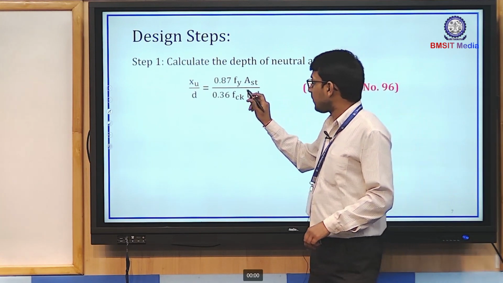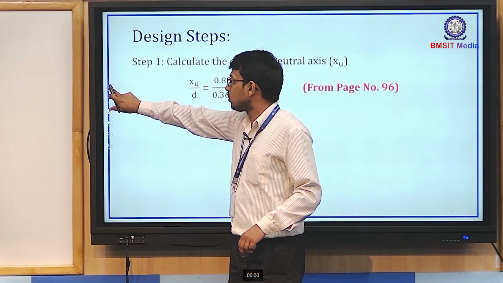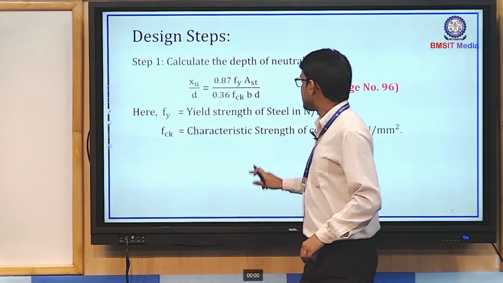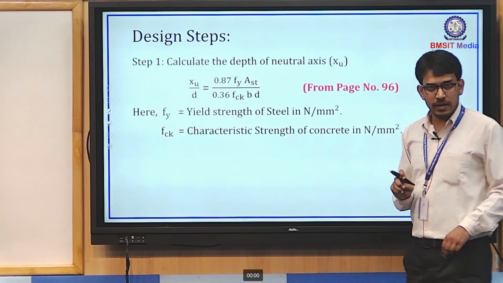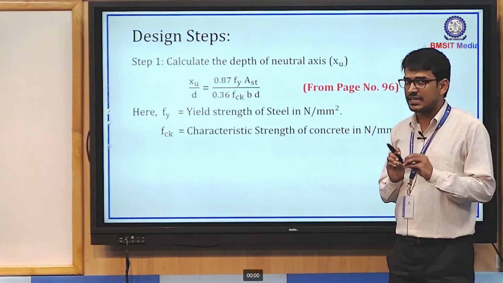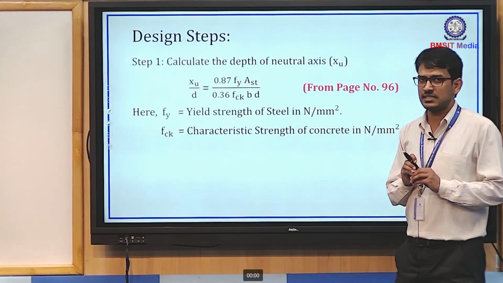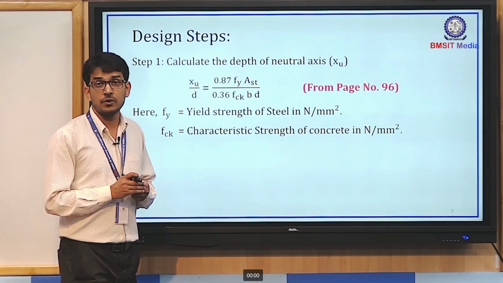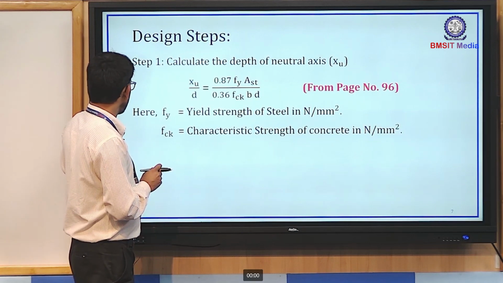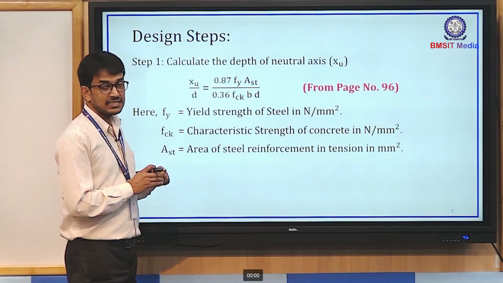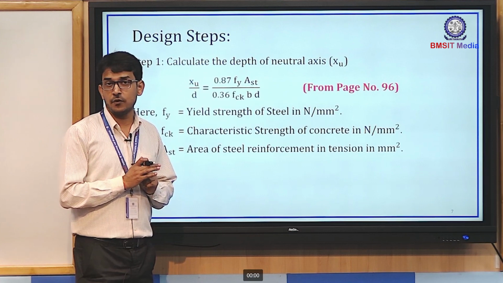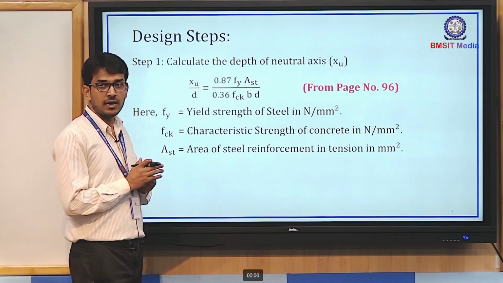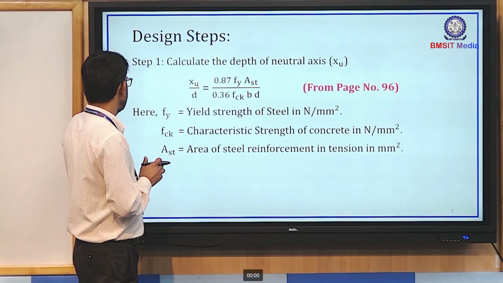Now in this, what is the fy we have? Fy is the yield strength of the steel in Newton per mm square. As I told you, the grade of the steel is directly given to you, so fy you can easily access. Fck is the characteristic strength of the concrete in Newton per mm square, which is also given in the question in terms of grade of concrete. Then Ast, the area of the steel reinforcement in tension in mm square, is also given to you because this is an analysis problem.